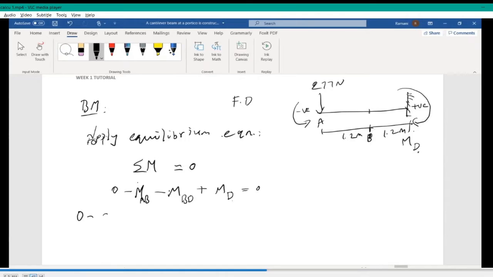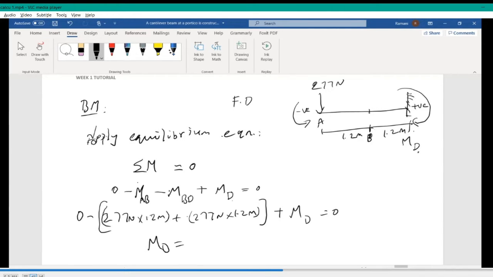Now substitute the value. MB will be, how much is this? 277, right? Same loading. 277 times 1.2 meter. Again, another value, which is 277 Newton times 1.2, same value. So you can even put it as one equation, but for understanding, I put it like this because it's going to vary after this. You need to have an answer. And then plus, what will be the value? MD, which is required, right? Which is the value we require. At the end, we will have MD is equal to the sum of all these answers.